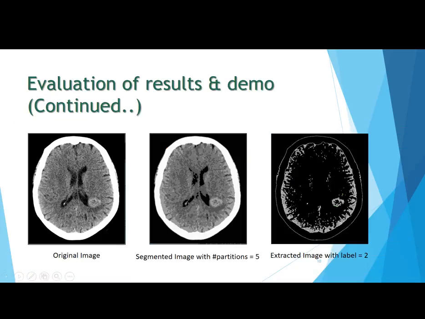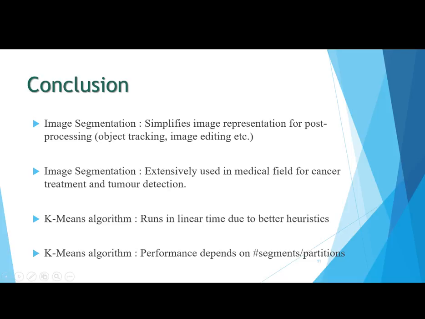Similarly, we can do it for grayscale images. This is my original image, and this I have partitioned into 5 different segments, and this is the extracted image. We can see that when I set the label equal to 2, I can clearly see the tumor here. The number of partitions really depends on the kind of application that we have and the kind of image that we have. So we can set this number to any value and see different results.